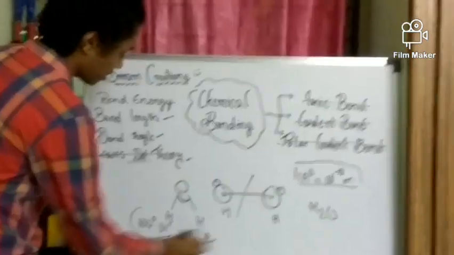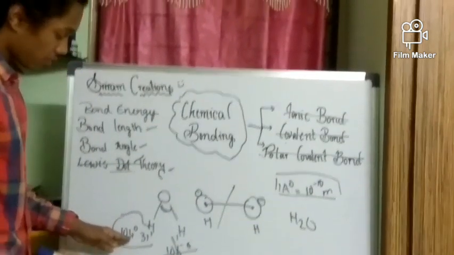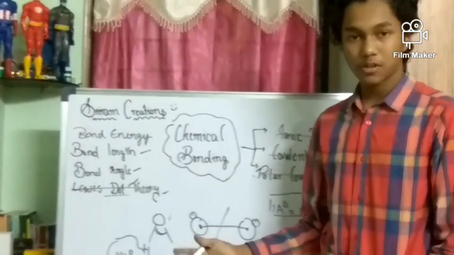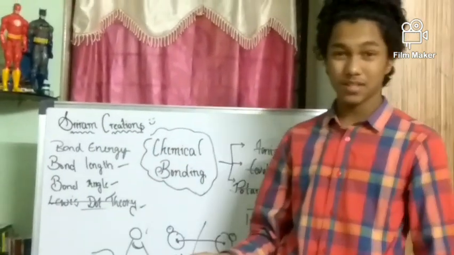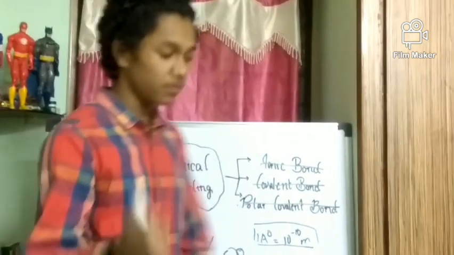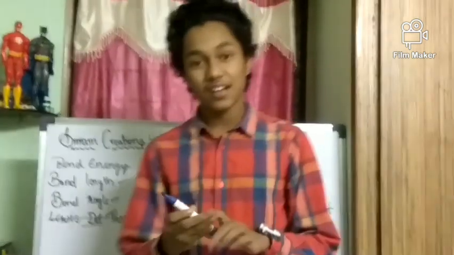Don't remember that, that is wrong. You have to remember this one: 104 degrees 31 minutes. Remember this as the bond angle of the H2O molecule. You don't need to memorize all the bond angles by heart because it's really complex, so don't do that. Okay, that was the whole video.